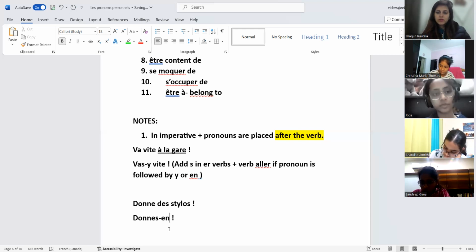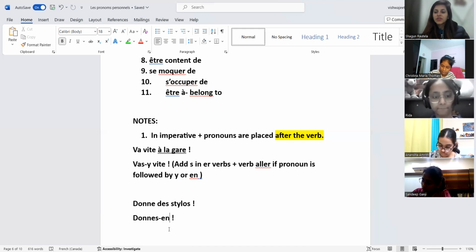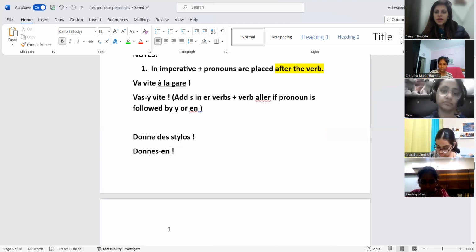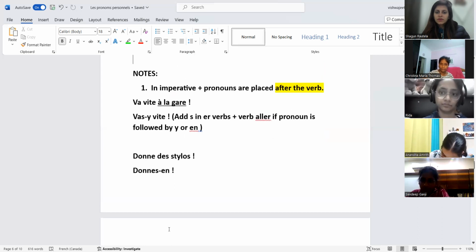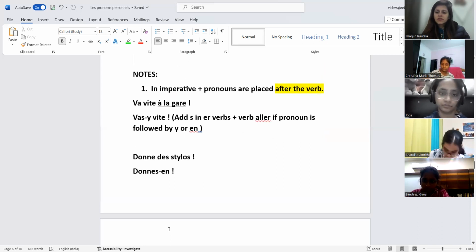Ma'am, so it should be directly followed? For example, if there is another pronoun before EN, then we do this? No, it should be directly followed. Good question, very good question. Y and EN should be directly after the verb. If some other pronoun is in between, then you're not going to do this. Okay? Done? So write in your own words.